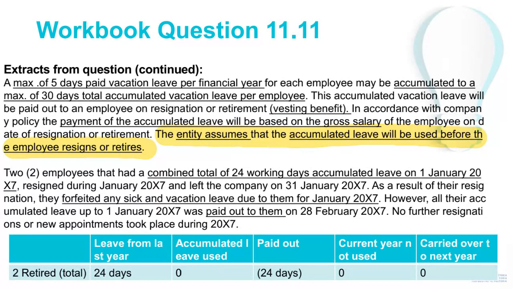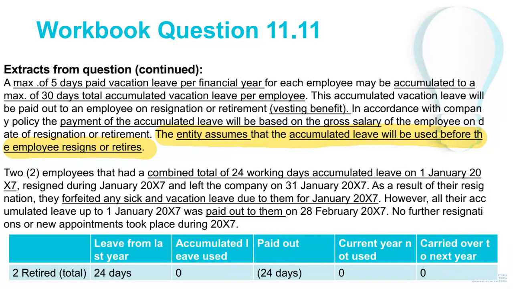So when is our journal entry going to be passed? They left at the end of January, but the journal entry will only be passed on 28 February, because that's when the payout happened. There have been no further resignations or appointments during 2017. So let's turn over and look at number 7 on the next page.